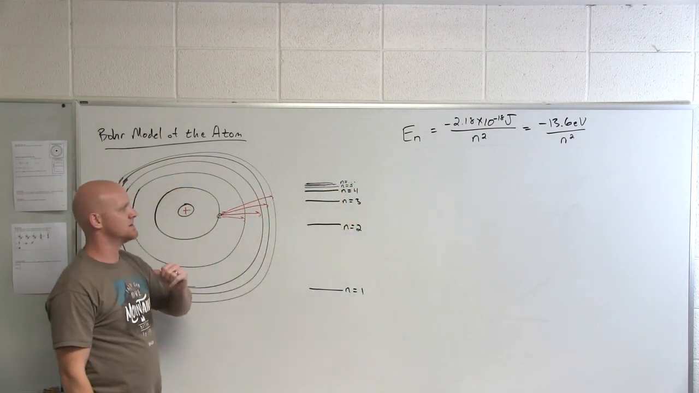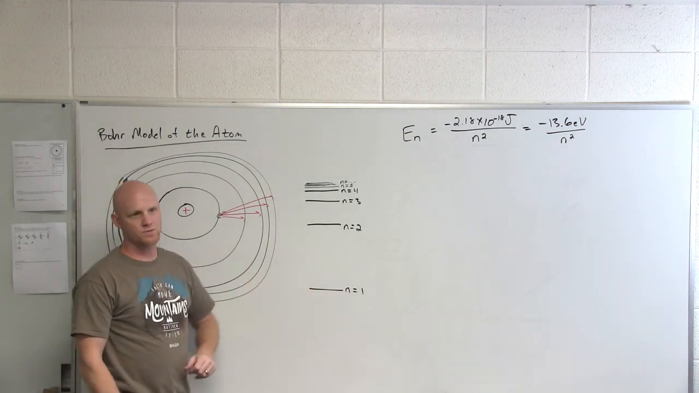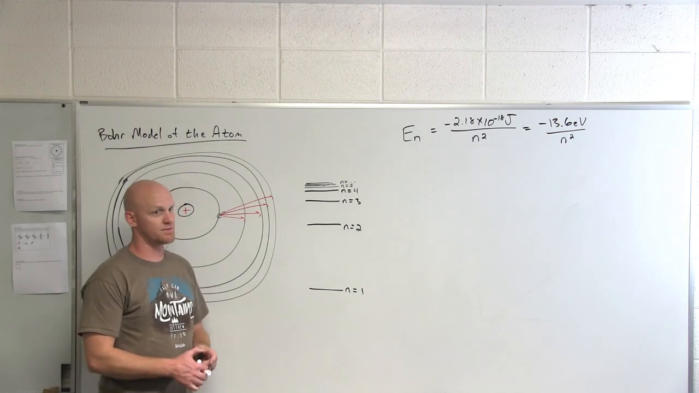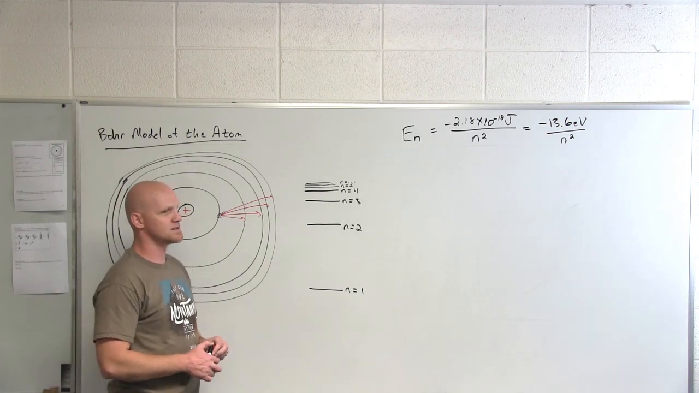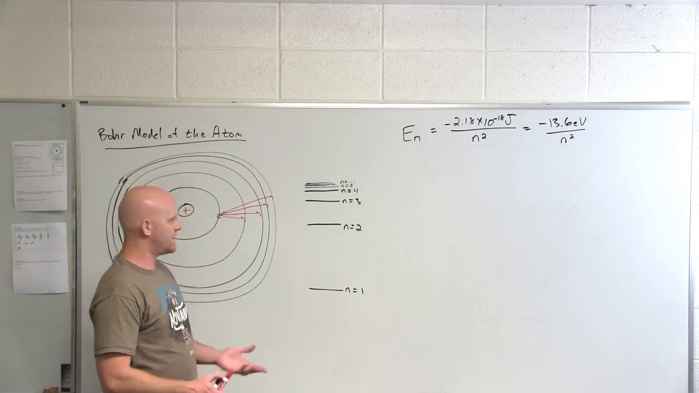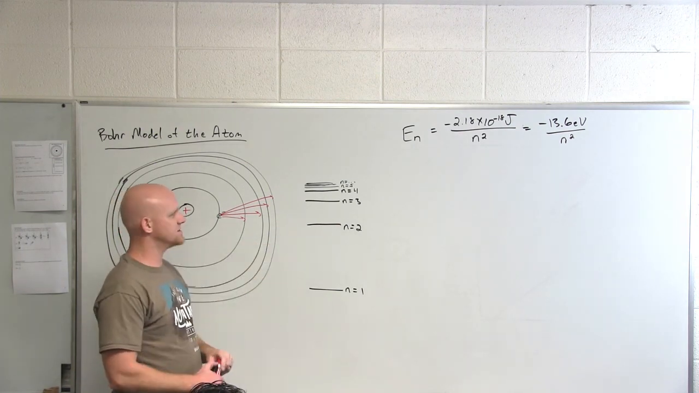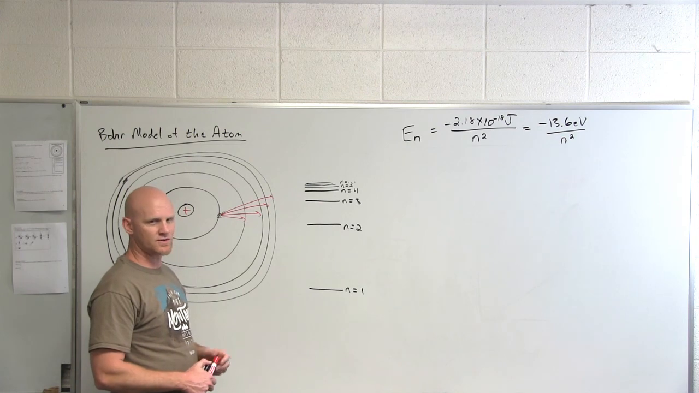So if you look at the n equals 1 orbit, what would be the energy of an electron in the first orbit? The first shell, we might say, these days. So negative 13.6 electron volts. What would be the energy of an electron in the second shell? And you don't have to work it out, just give me the math.